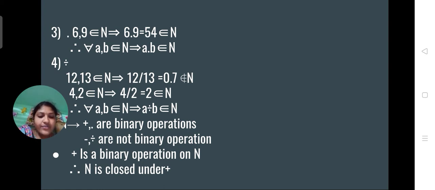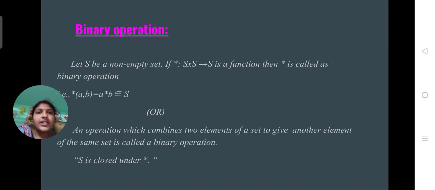So if we consider the natural number set, addition and multiplication are binary operations, and subtraction and division are not binary operations. Okay, and next, in this slide we saw the last line. That is, S is closed under star.